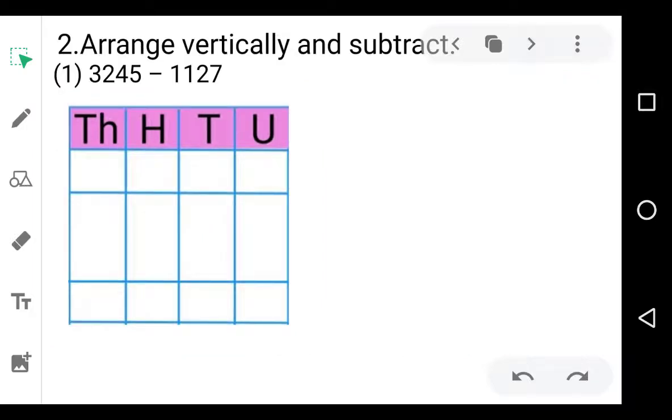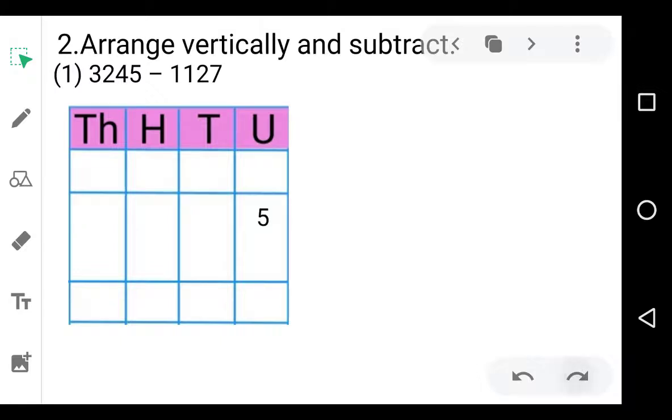See, question number 2 is arrange vertically and subtract. So here we have to arrange the given numbers first vertically and then subtract. So see, the first one is 3245 minus 1127. Here we have to subtract 1127 from 3245. So first we arrange these numbers vertically. So let's arrange these numbers.